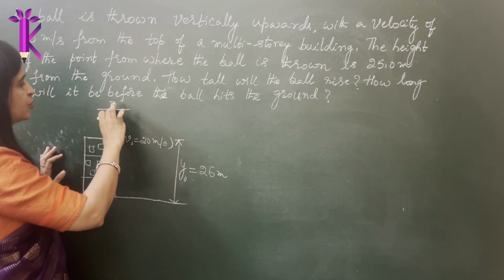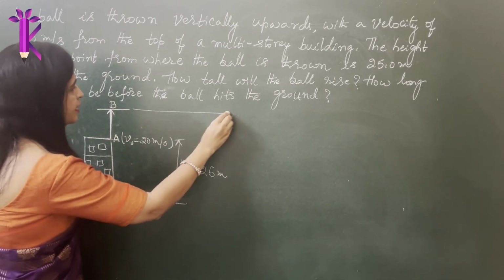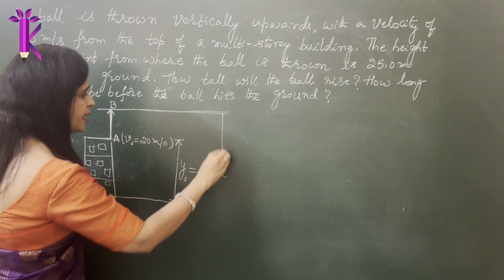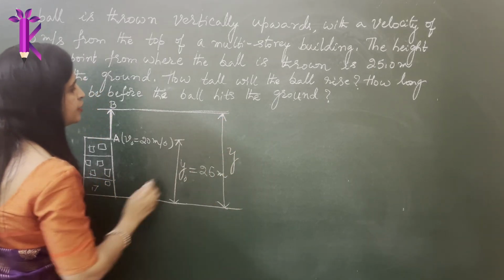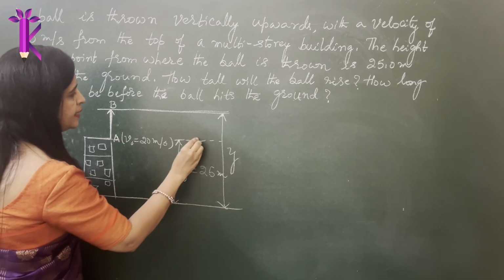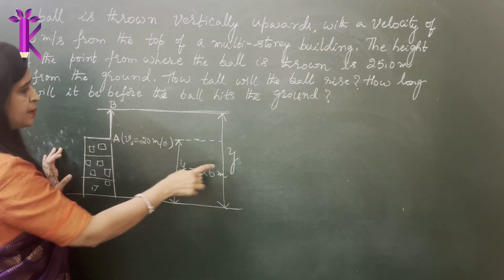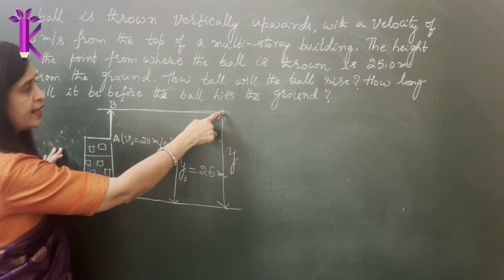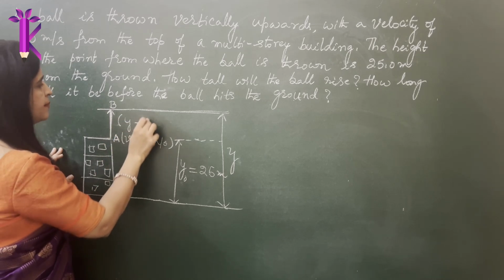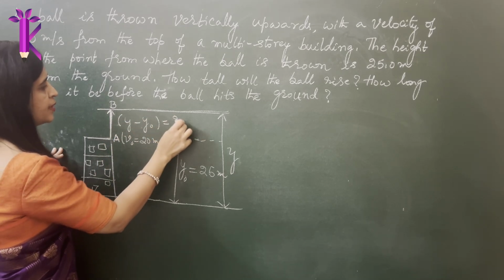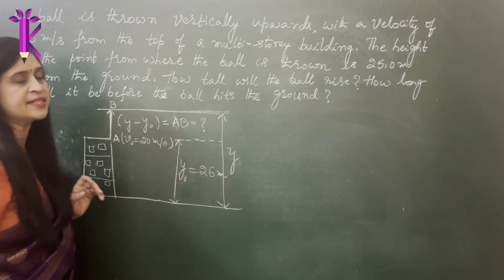We have to calculate the height. Let's take the point from the ground to where the ball reaches. Let me assume this total height to be y. I will call this total height y. This is the height of the building. So what will be this portion AB, from the point of projection to the maximum height? It is the entire height from the ground to where the ball reaches its topmost point minus the height of the building. So that will be y minus y0. This is what they are asking you to calculate. This is nothing but AB. You are calculating the height or the distance AB traveled by the ball.